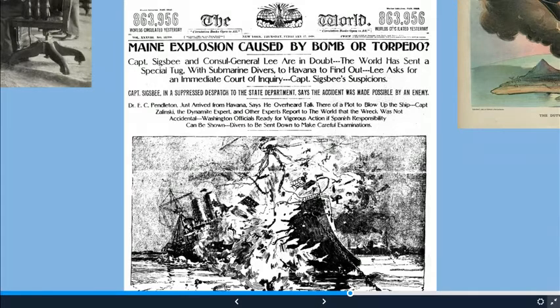Well, there are two different investigations that are done. The Spanish investigate it and say, we think it was just an accident. We think like a boiler blew up, it maybe ignited some ammunition, and before you know it, the ship was destroyed and sunk.